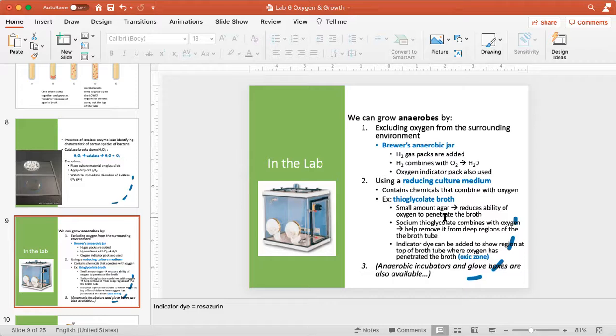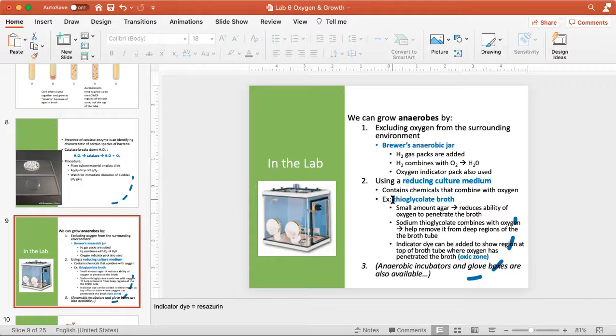I do want to mention that you can buy thioglycolate broth that has an indicator dye in it, and that dye will turn pink in the presence of oxygen. So if you buy that kind of thioglycolate for your laboratory, the oxic zone will be really easy to see because it will turn pink.